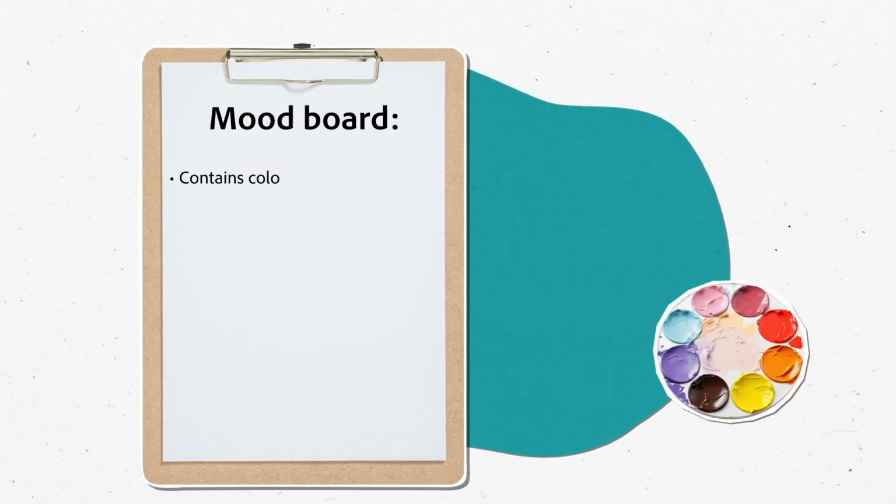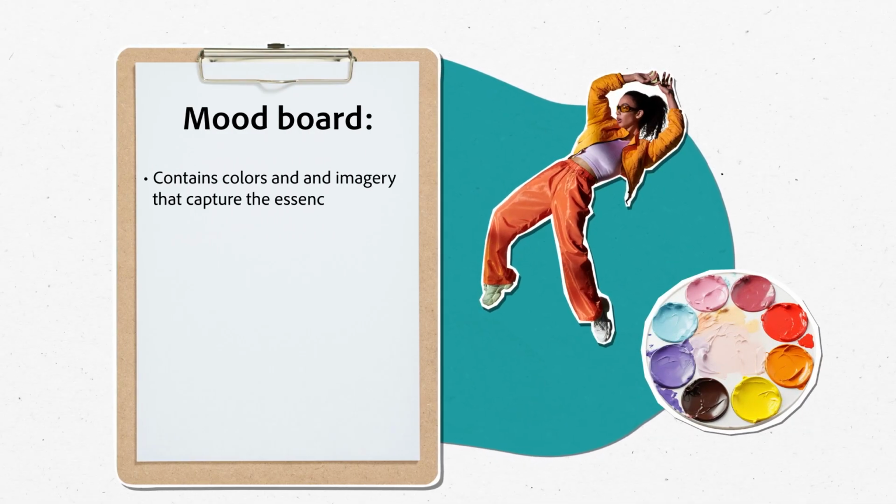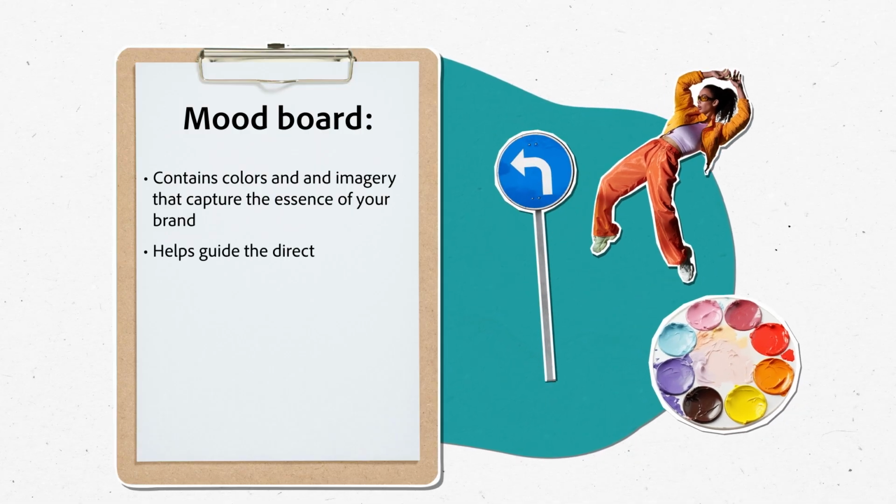A mood board is a tool that creatives use to visualize a project. It includes colors and imagery that captures the essence of your brand and helps guide the direction of your content. When I was a student in university, I created mood boards for my visual projects by cutting out pictures, words, and phrases from magazines. These cutouts helped me visualize the style and vibe of my projects, and now I can create a mood board directly in Adobe Express.